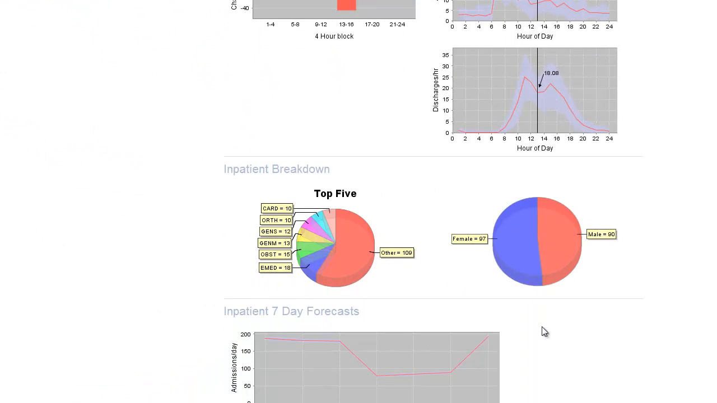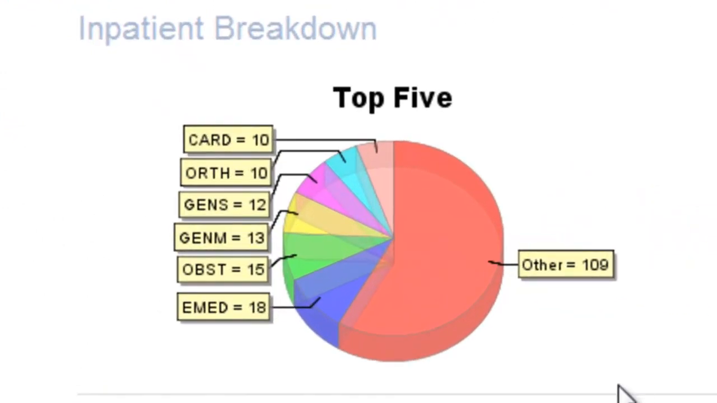Scrolling down, we can look at the type of patients. So this pie chart here is based on admission unit, and it's unique to that facility. These admission units are coded in terms of standardized admission unit mapping, and in this particular example, these are cardiac, orthopedic, general surgery, general medicine, obstetric, and emergency. And that will be unique and will change depending on the facility. It's the top 6 because there are quite a lot of admission units.